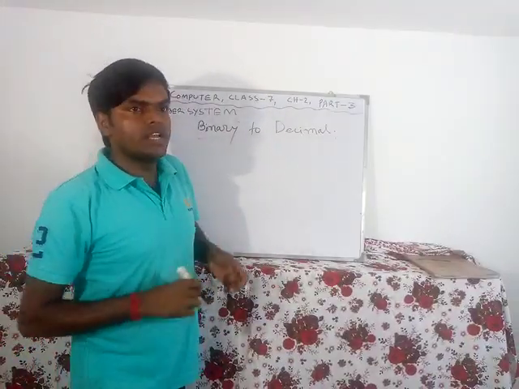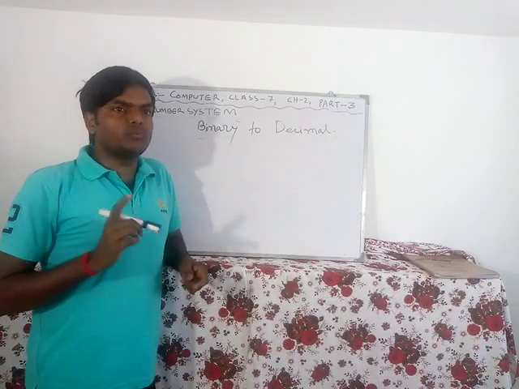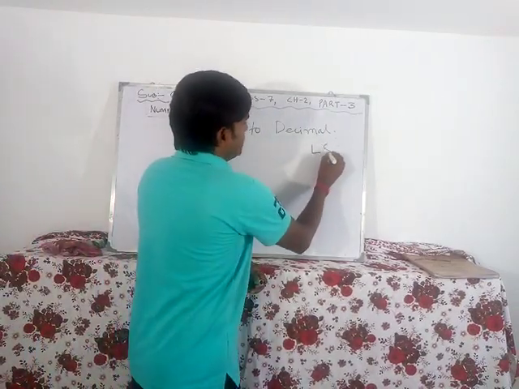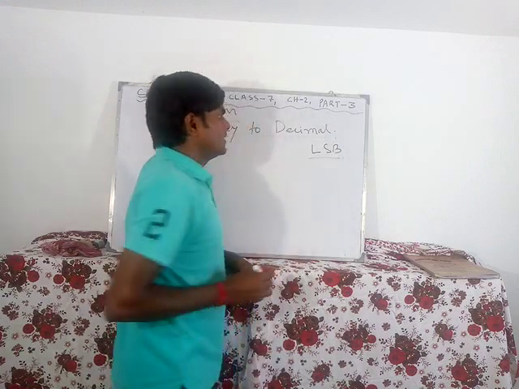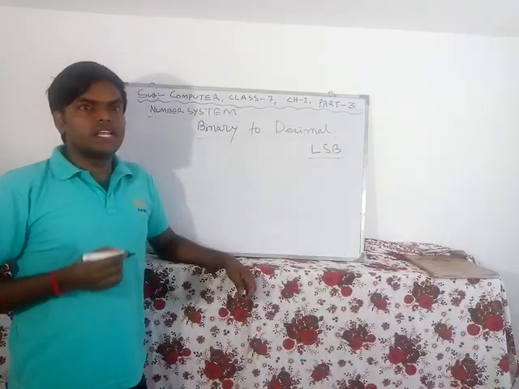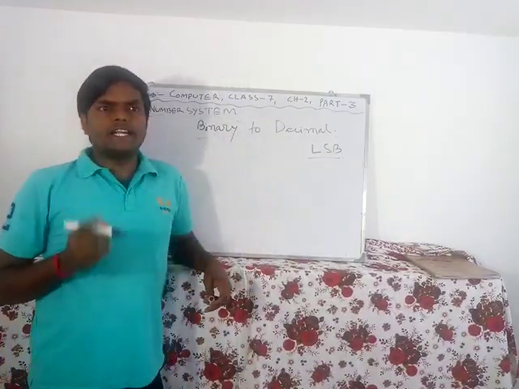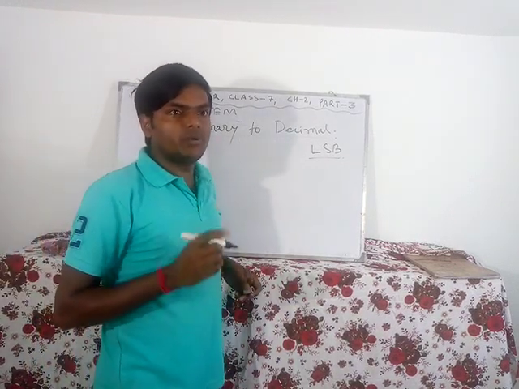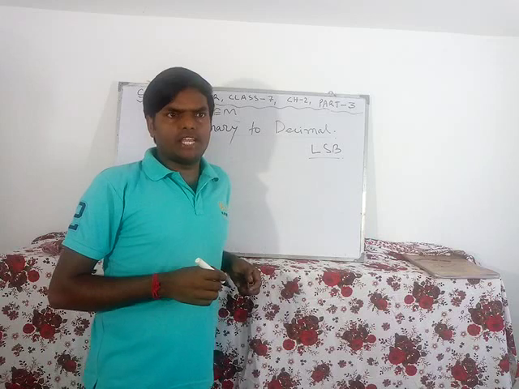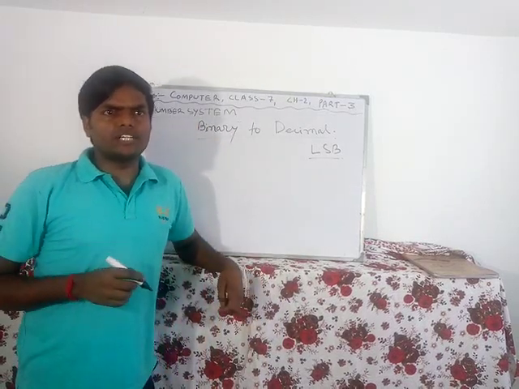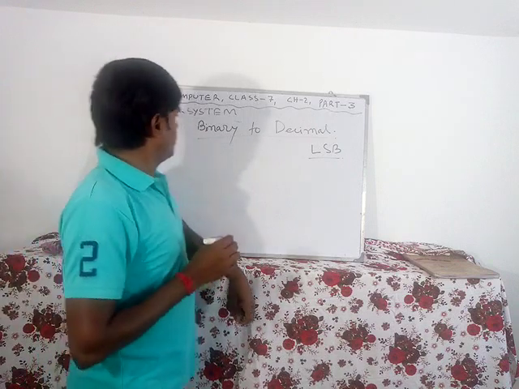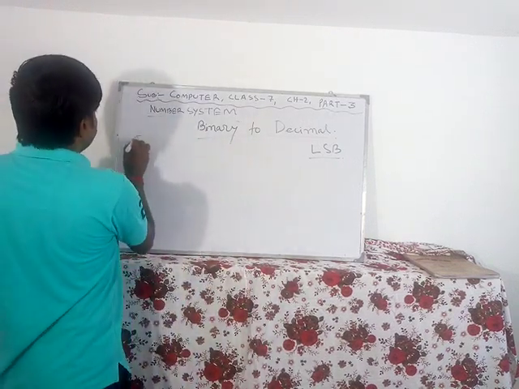Basically, in this method we start with the least significant bit, LSB. This method will apply: we multiply each digit of the number by its respective weight according to the binary number system. Then we add all the products to get the decimal equivalent. Clear? So, let's see an example.